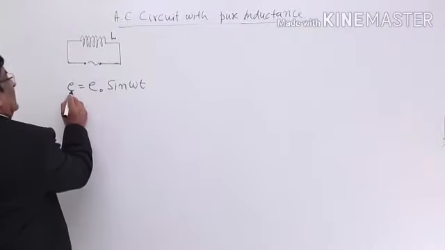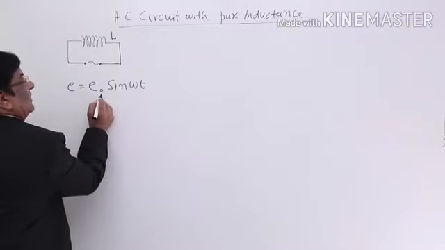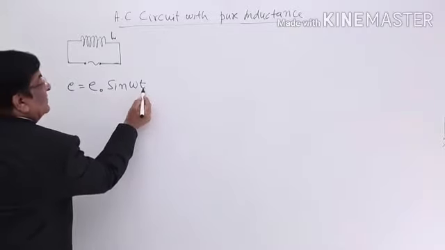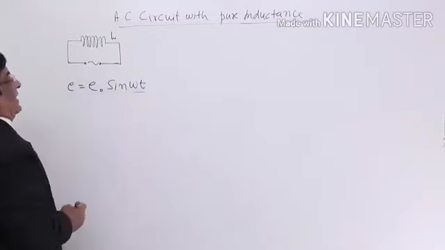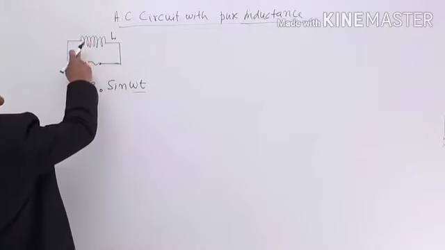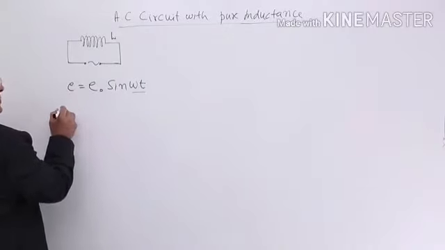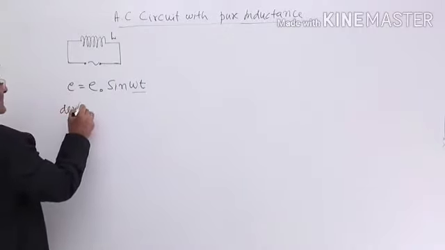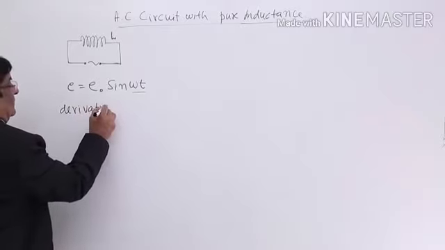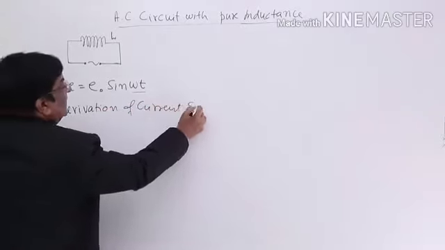This AC supply EMF at any time t is E. This is the peak value E naught. At time t its phase is omega t. Now when we are supplying this, we want to find out the current, so the derivation of the current equation.